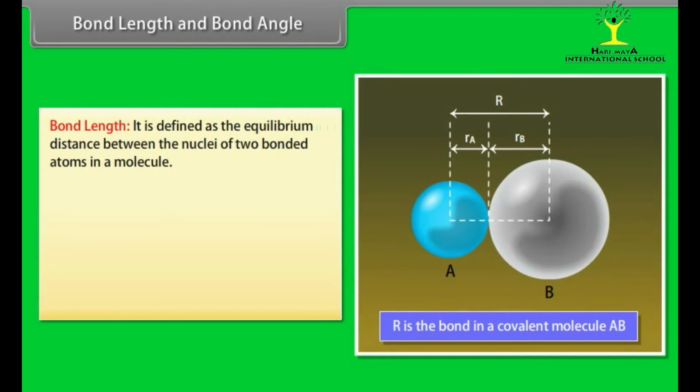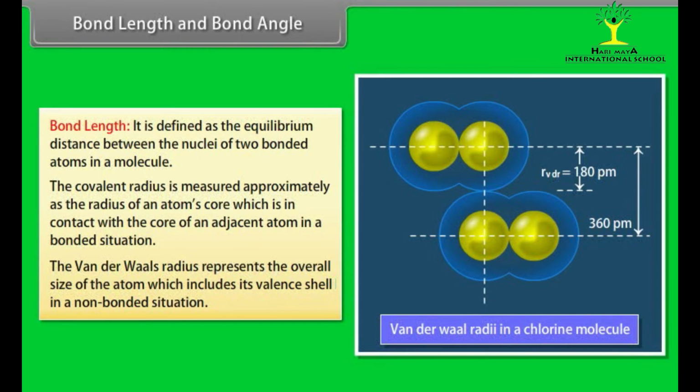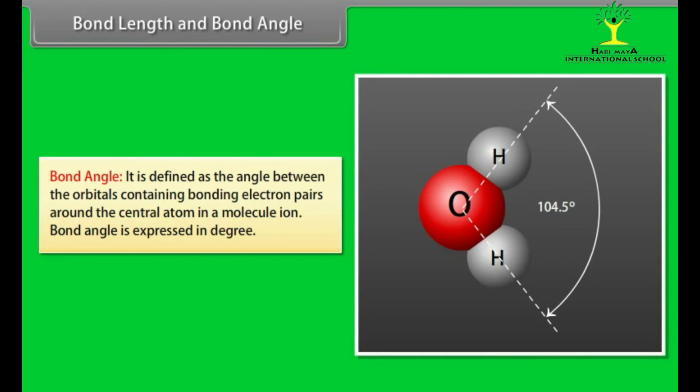Bond length and bond angle. Bond length. It is defined as the equilibrium distance between the nuclei of two bonded atoms in a molecule. The covalent radius is measured approximately as the radius of an atom's core which is in contact with the core of an adjacent atom in a bonded situation. The van der Waals radius represents the overall size of the atom, which includes its valency shell in a non-bonded situation. Bond angle. It is defined as the angle between the orbitals containing bonding electron pairs around the central atom in a molecule ion. Bond angle is expressed in degree.